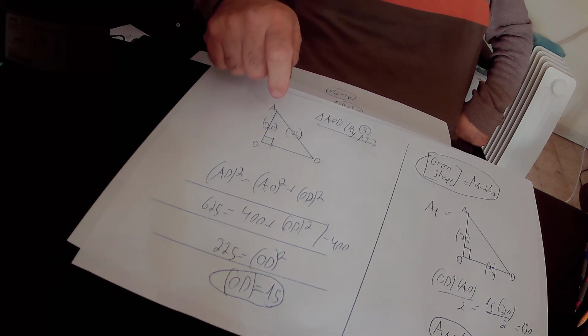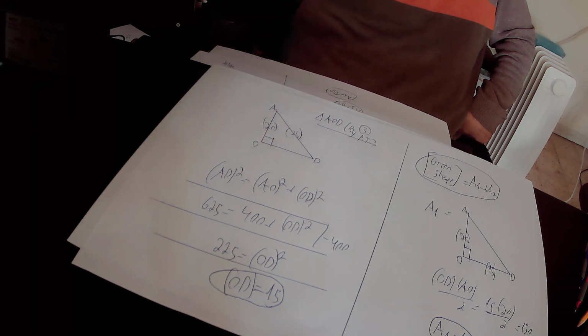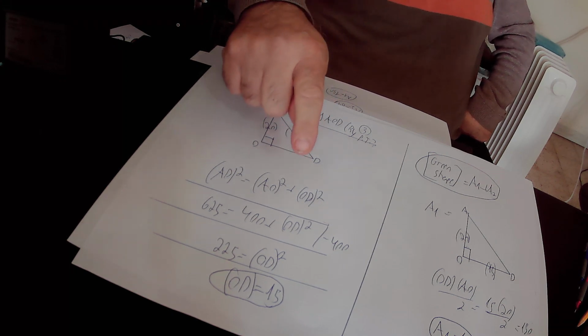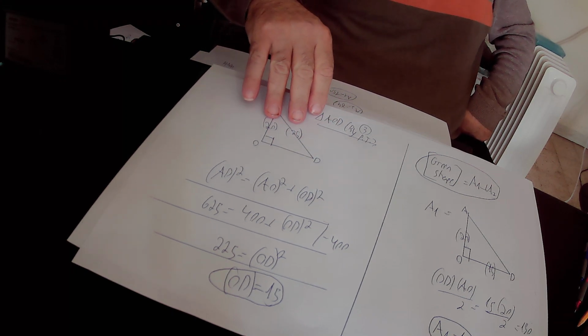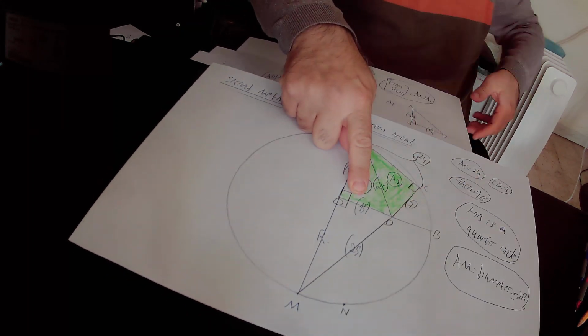We take the square root of this equation and find that OD equals the square root of 225. The square root of 225 is 15. So in conclusion, the missing side OD equals 15 units in length. This side OD equals 15 units in length.